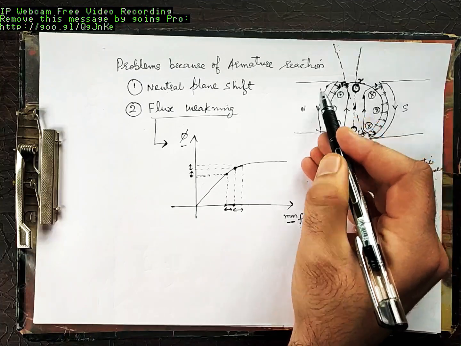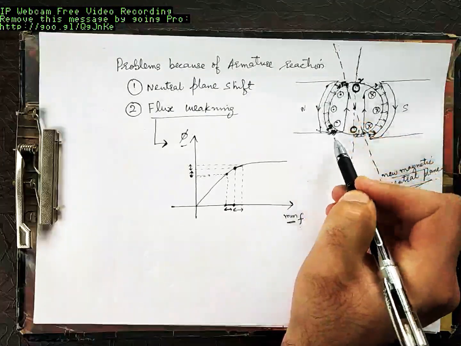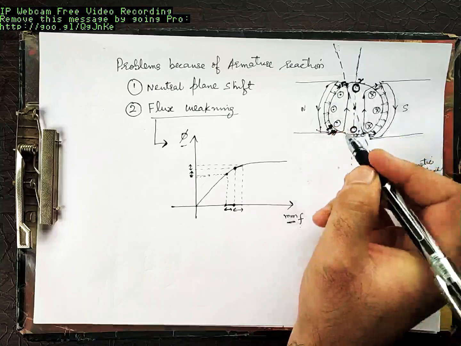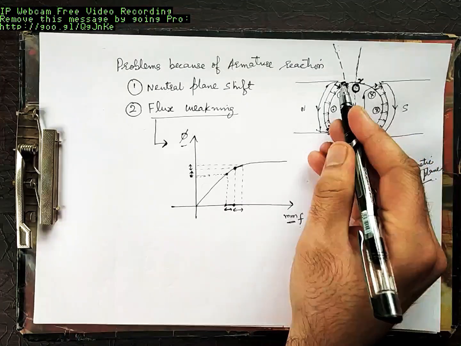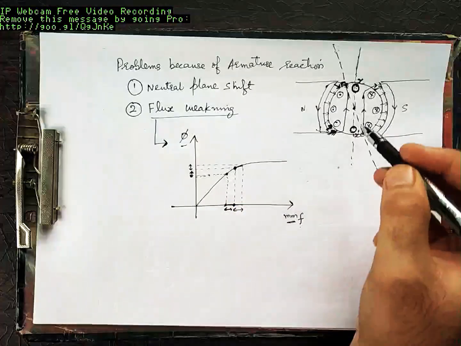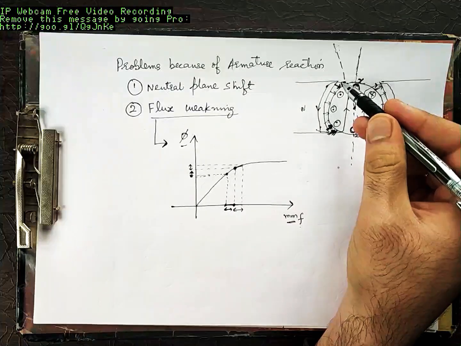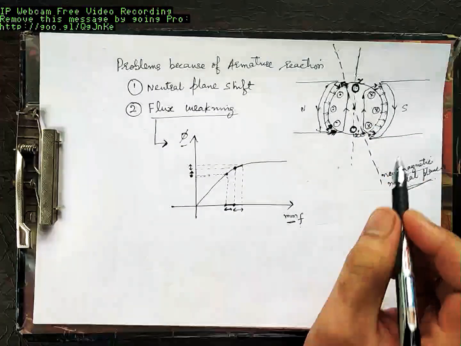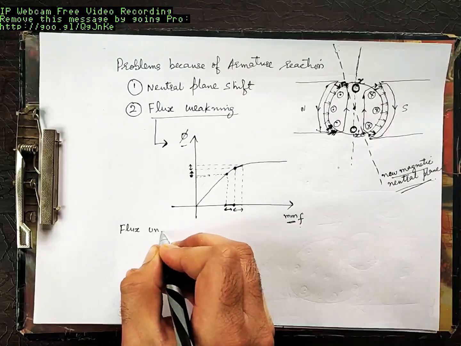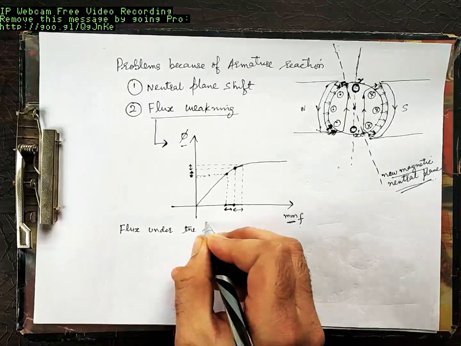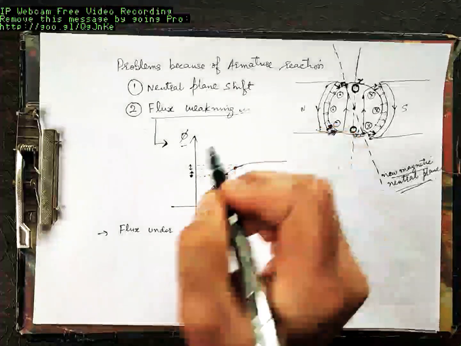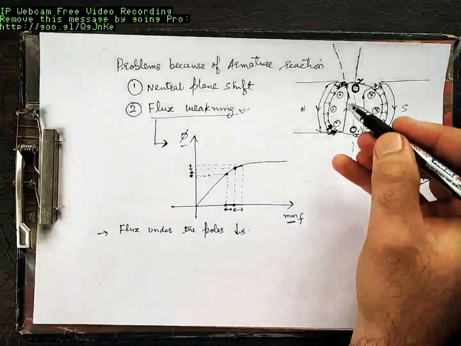So what is the overall effect? Does the overall flux under this pole increase or decrease? Here flux will increase, here flux will decrease. But is the increase in flux more or the decrease in flux more? Decrease in flux is more, as we can see here. Increase in flux is less. So overall, has the total flux under the pole increased or decreased? It has decreased because the decrease was more. Flux under the pole decreases. This is what you call flux weakening. Overall flux under the pole decreases.